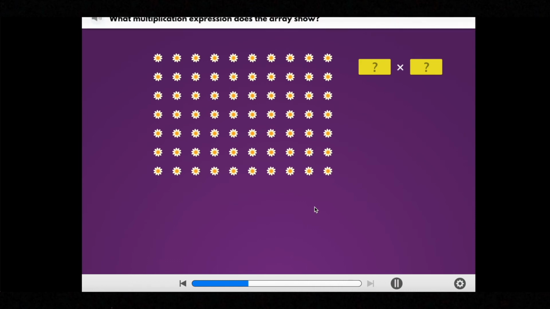Let's use an array to find out how many flowers there are. What multiplication expression does the array show? Notice how it walked the student through to help the student be able to do this.